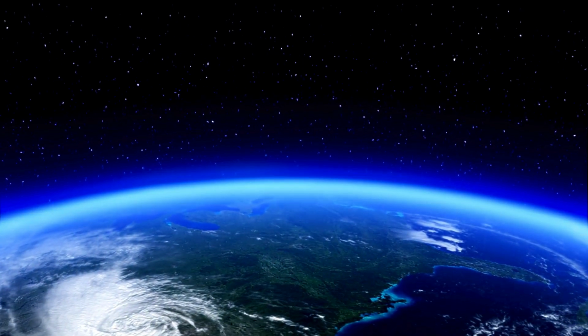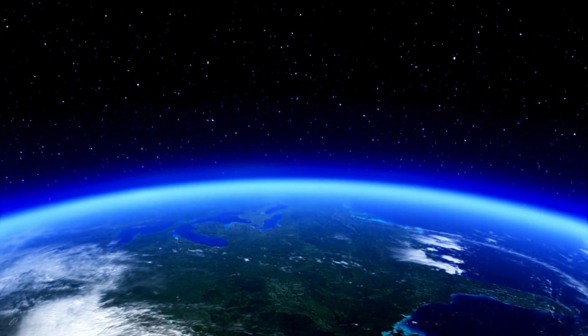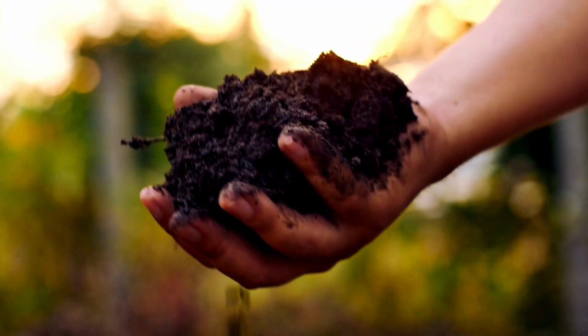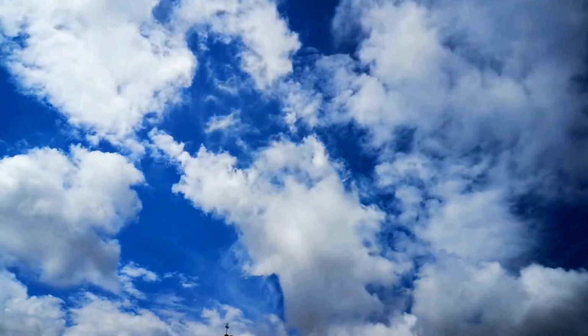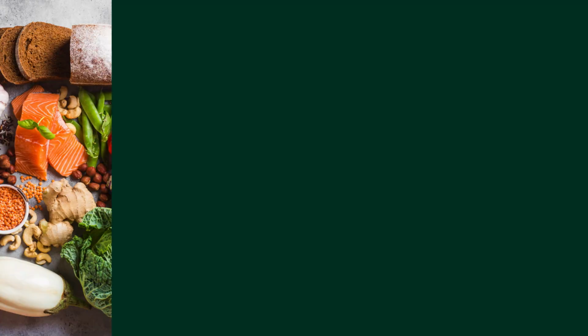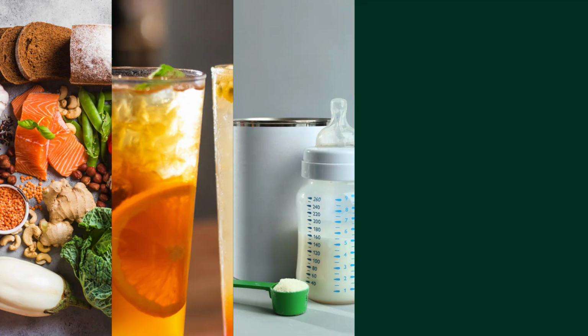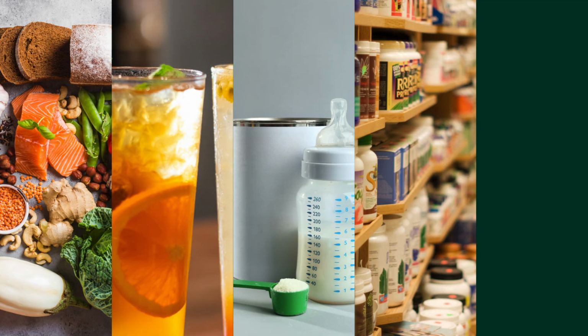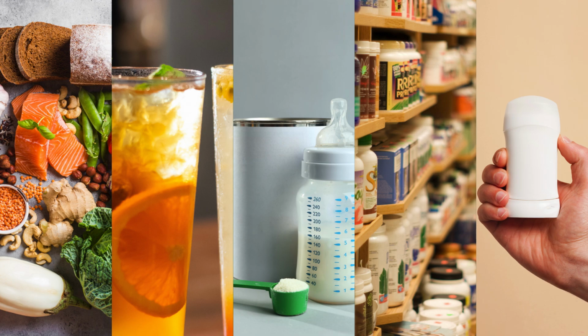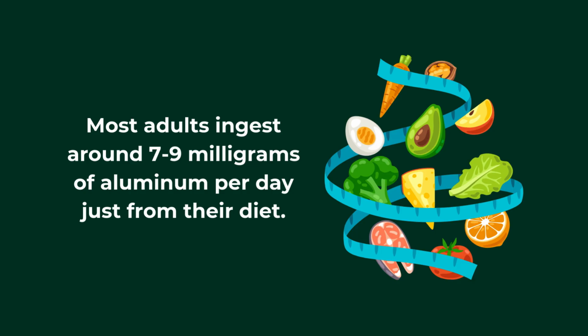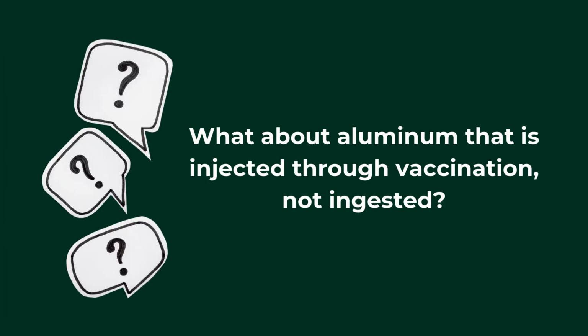It's the 3rd most abundant element on Earth and exists naturally in plants, soil, water, and air. Aluminum is also found in various foods, beverages, baby formulas, health products, antiperspirants, and more. In fact, most adults ingest 7 to 9 milligrams of aluminum per day just from their diet. But what about aluminum that is injected through vaccination?